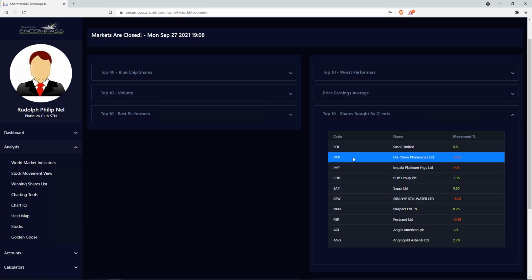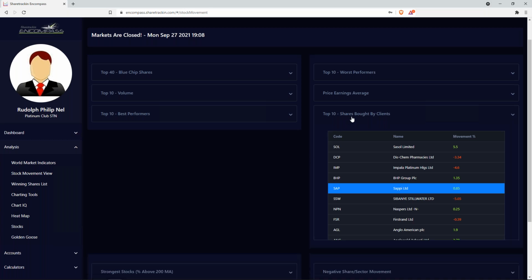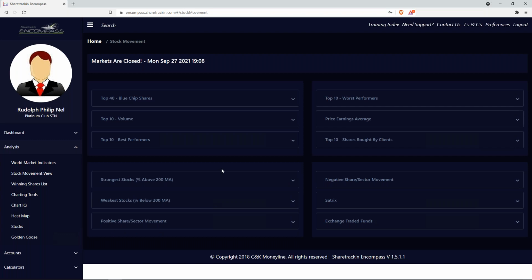So for instance, Discam can take over its place or SAPI can take over its place. So it's just percentage based on how many clients have bought certain shares on the software, and that calculates it on the top 10 shares bought by clients. Then your strongest stocks percentage above 200-day moving average and below 200-day moving average, that we will cover in a Sharetrackin Basic 2 video, where we will look at the charting.